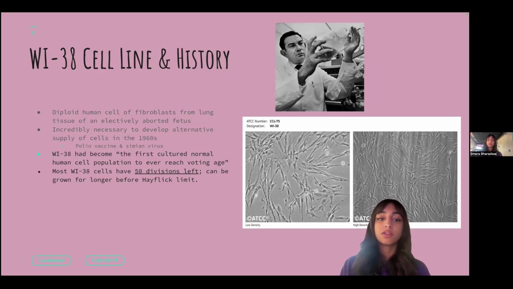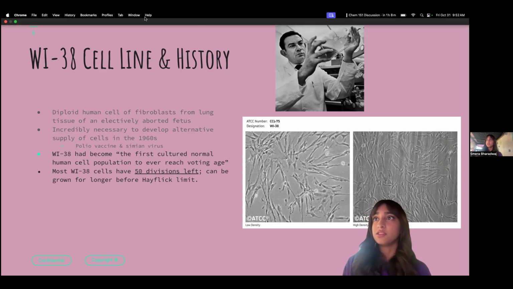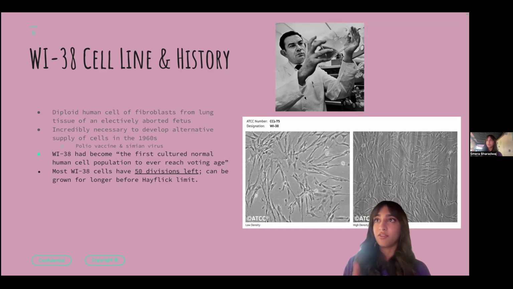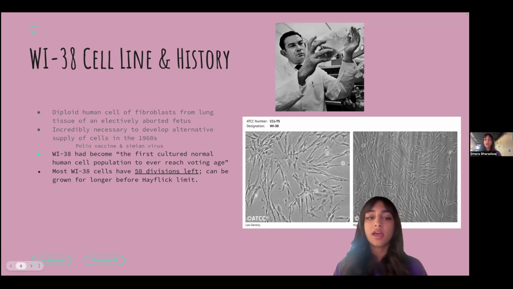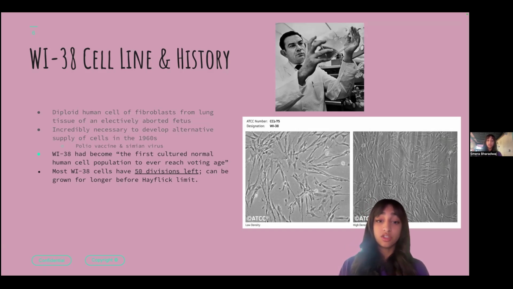So, by sourcing fibroblasts of an electively aborted fetus, Dr. Leonard Hayflick, who is this guy on the right above me, incubated some of the cell tissues and added an enzyme to break down the proteins that held the cells together, as well as a growth medium solution which contained the nutrients they needed to divide. After a few days, he was left with a continuous sheet of cells, and one of those cells became the beginning of the WI38 cell line.